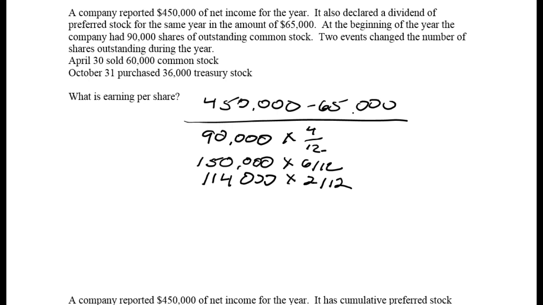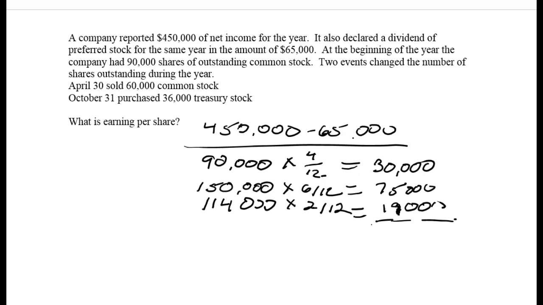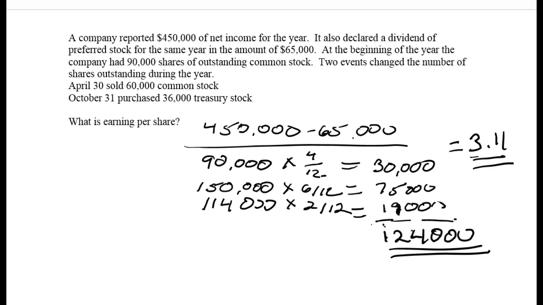Now we need to do some math. 90,000 times 4/12 is 30,000. 150,000 times 6/12 is 75,000. 114,000 times 2/12 is 19,000. Now add those up. 124,000 is our current weighted average common shares outstanding. Now you can calculate earnings per share. 450,000 minus 65 divided by 124,000 shares. And the result is $3.11 per share.